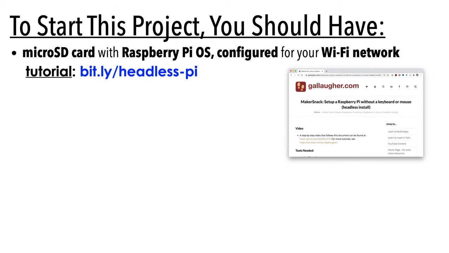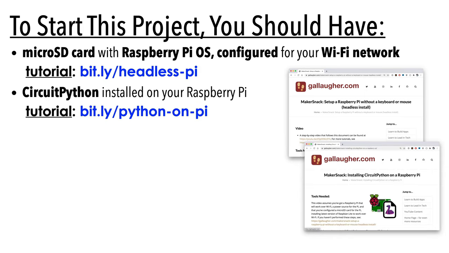Now, as we start this tutorial, I'm going to assume that you've got a Raspberry Pi with a microSD card that's configured with the Raspberry Pi OS and that's set up to work on your Wi-Fi network, and that you've got CircuitPython installed on that Pi. Now, if you're an absolute beginner, you've never done this before, we've got you covered. Just follow these tutorials in this order. These are also linked in the build guide for this video, and there are videos that accompany these tutorials as well.